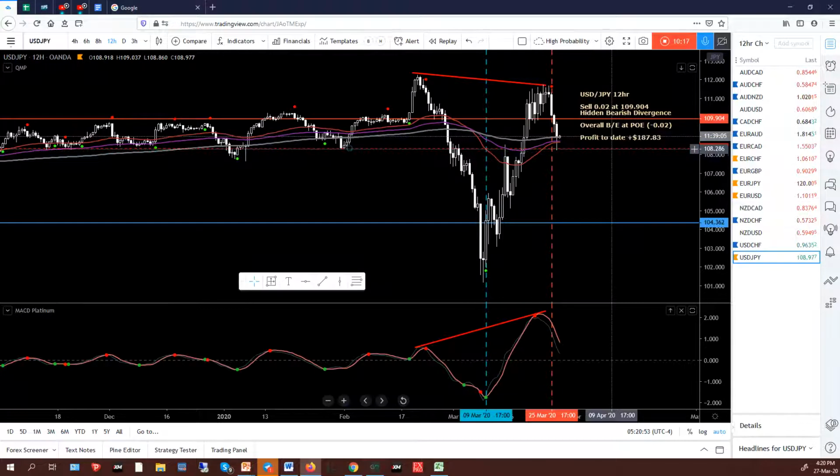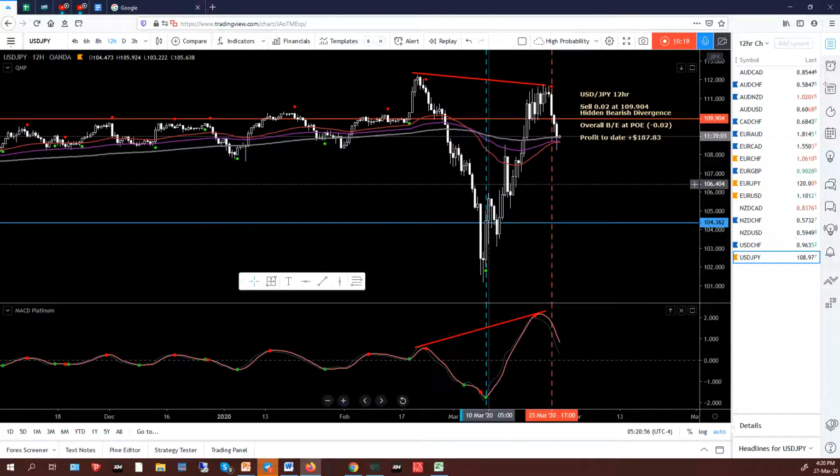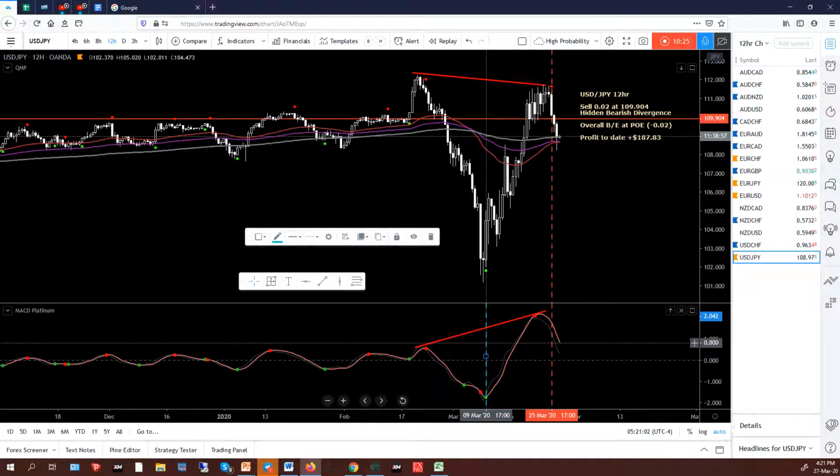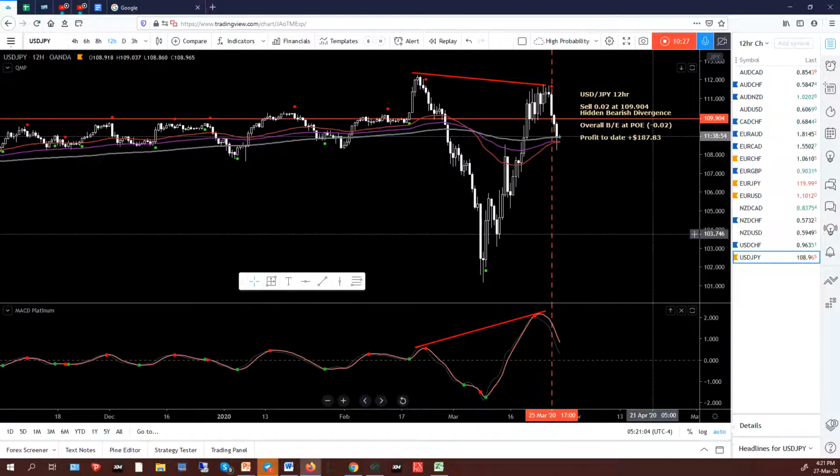So that's off the table now. So that's gone. I've already modified my notes. I just like to leave the lines on the chart so you can see where the buys were and where I got stopped out, etc. Just give it a bit of transparency.